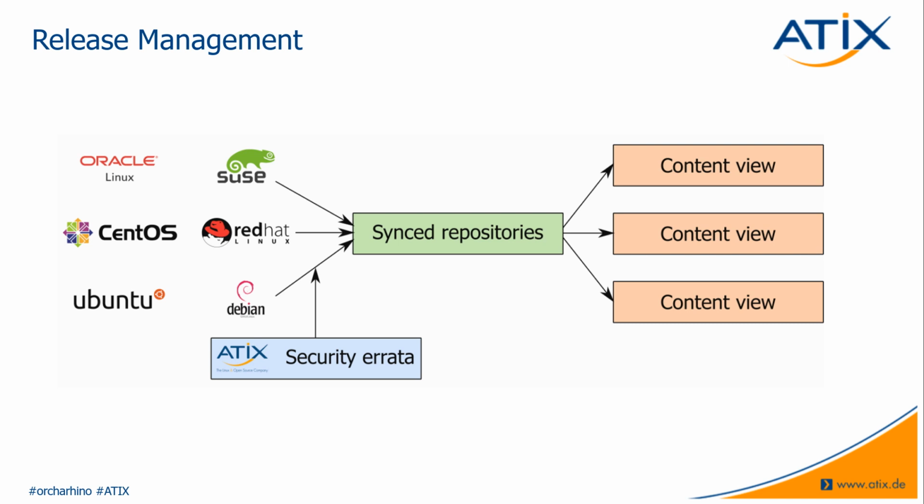So the next step we are looking at is release management. We would like to have certain version control over our packages and the content which is provided. We can do that by synchronizing upstream repositories to Orcharhino. In addition, we are able to provide security errata for operating systems where they are not available from upstream. So in general, security errata are only available for enterprise systems such as Red Hat, Oracle, SLES. We also provide them for CentOS 7, for example.